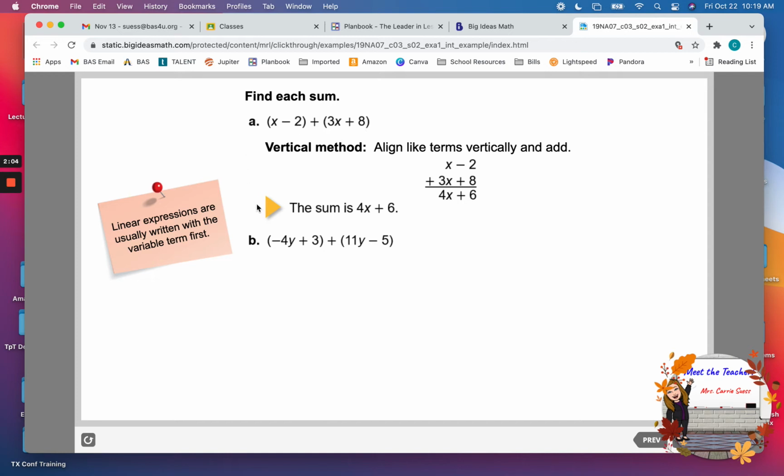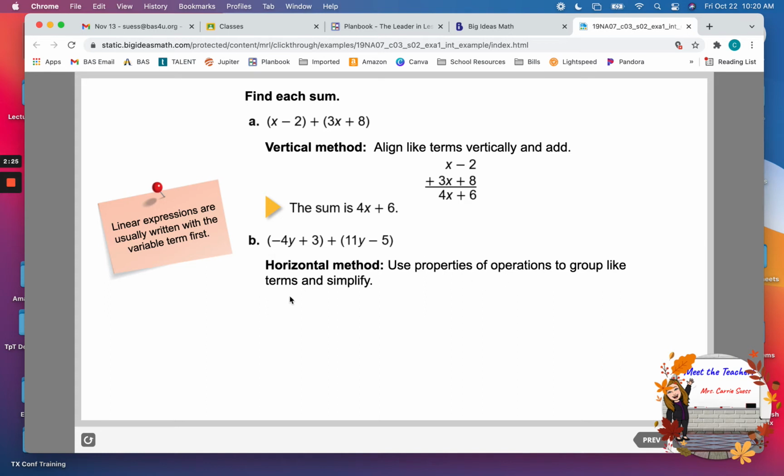All right, let's try B. We have negative 4y + 3 + 11y - 5. So in this case, we're going to group like terms. This is the method I prefer, but you can choose what you want. So just watch the signs, that is the big key you have to remember.